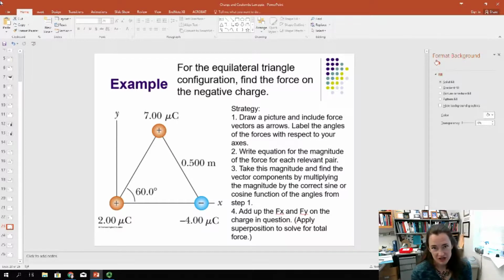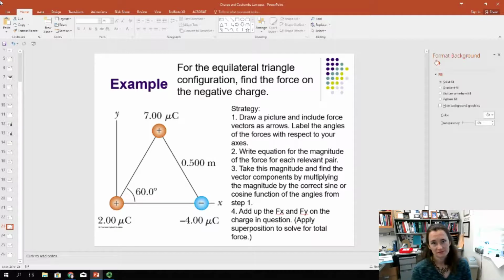Okay, so here's my strategy. When I'm doing these kinds of problems, I break it into 4 steps. Step number 1 is always to draw a picture and include the force vectors as arrows on that picture. For whatever charge the problem is asking about, here the -4 microcoulomb charge, I draw the force vectors from the other charges acting on that charge. I do my best to make the arrow lengths representative of the magnitude of the force, and I put arrowheads on there that indicate the direction of the force so that I can keep it straight. When I draw them, I also label the angles.